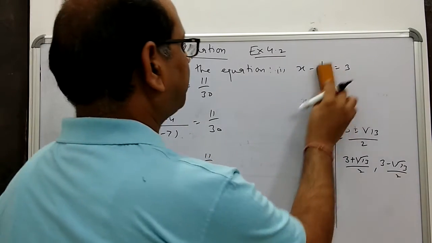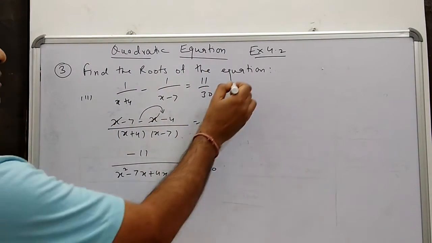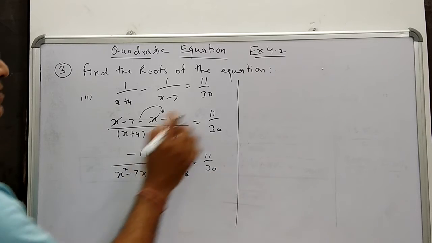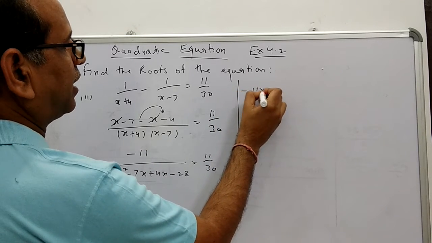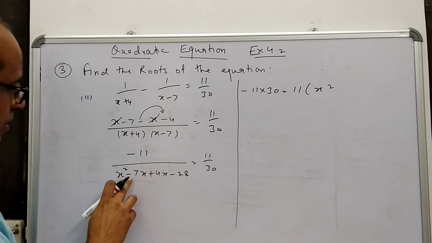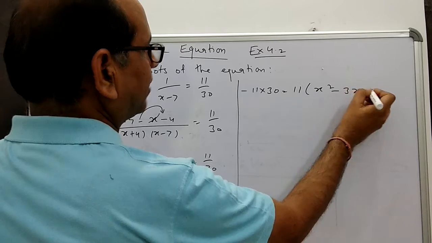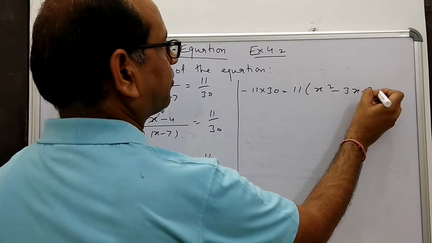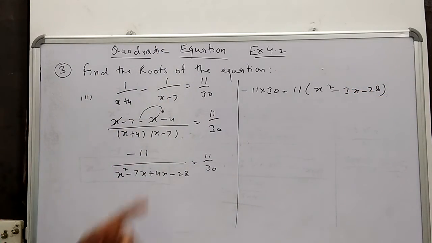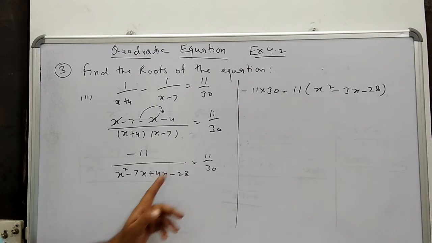Now if you cross multiply this part, then multiply this 30 by minus 11. So 11 into 30, and this is 11 into x square minus 7 plus 4 minus 3 and minus 28. Please see this one. 30 into minus 11 and this part into 11.